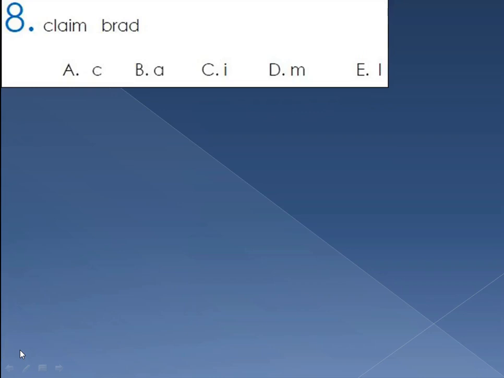Clam and brad. So let's see our options. If we took away the C, lam, and then the C wouldn't fit anywhere there to make a sensible word. If we took away the A, now one thing as well I also remember, it's always from the first word.